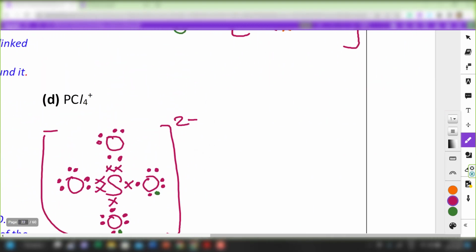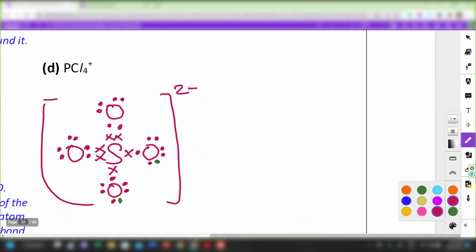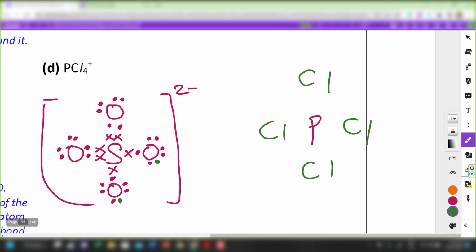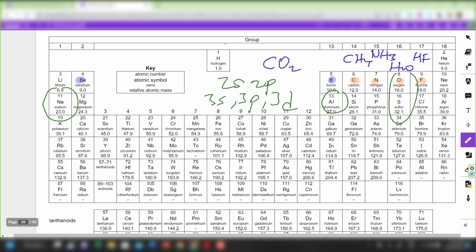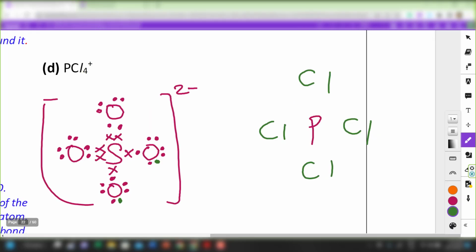Okay. For PCl4 plus, again, same old story. We put a phosphorus in the middle, and then we put a Cl around it. Remember, it's PCl4 plus, so chlorine is more electronegative than phosphorus. So phosphorus will be the one losing the valence electrons. Phosphorus is in period 3, group 15, so 5 valence electrons, now left with 4 valence. So just nice, a single bond with each chlorine. I think that makes perfect sense.